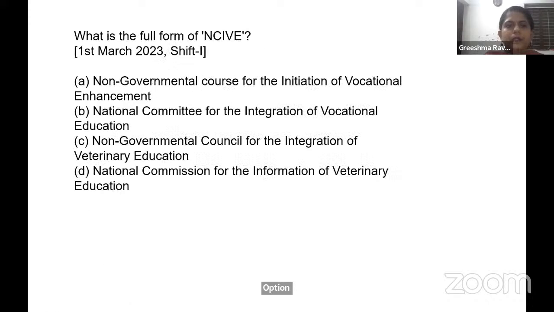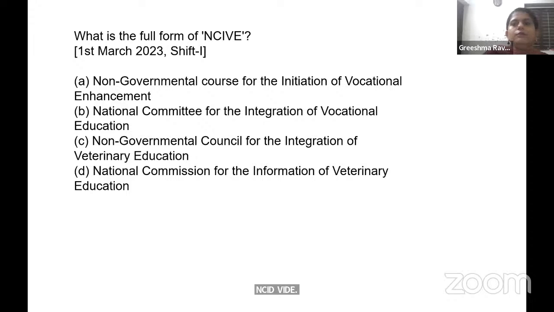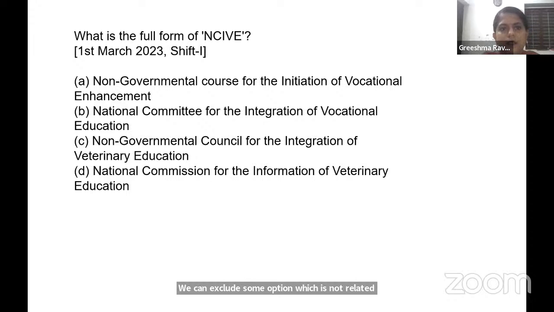Okay. So next question is based on vocational education. What is the full form of NCIVE? We can exclude some options which are not related to vocational. So what can be the answer? NCIVE.